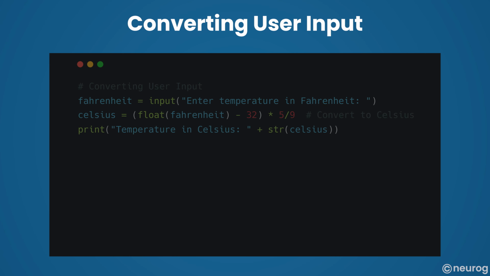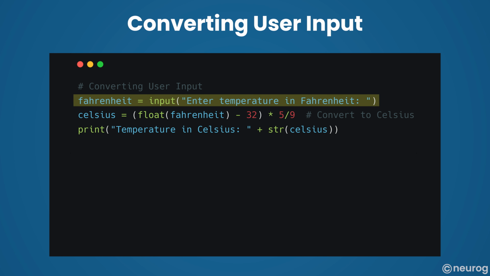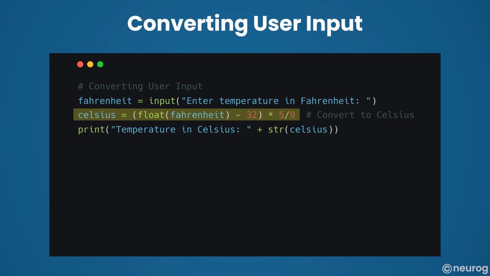User input is often in the form of strings, but sometimes you need to convert it to other data types. You can use type conversion functions like float to convert the input. In this code, we capture the temperature in Fahrenheit and convert it to Celsius.